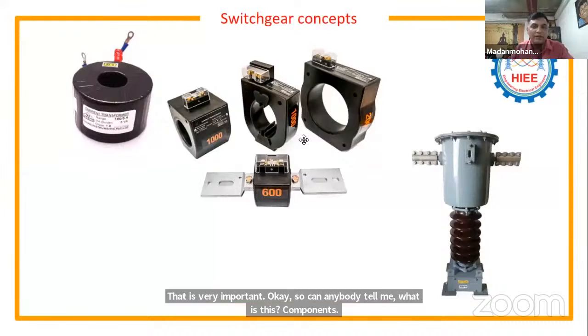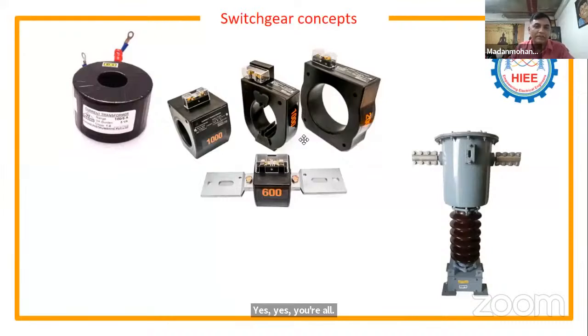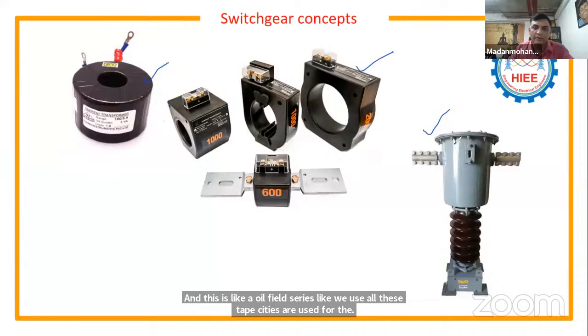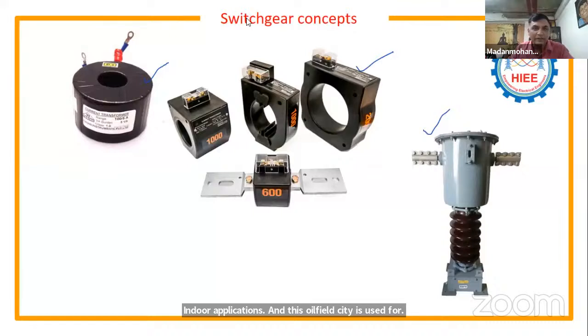Yes, I really appreciate your prompt answers, guys. Especially, we can call this a tape wound CT, and these are called resin cast CTs. The insulating material is resin cast. And this is an oil filled CT. The tape wound and resin cast CTs are used for indoor applications, and the oil filled CT is used for outdoor applications. Okay, nice. I'm very happy with your great response today.